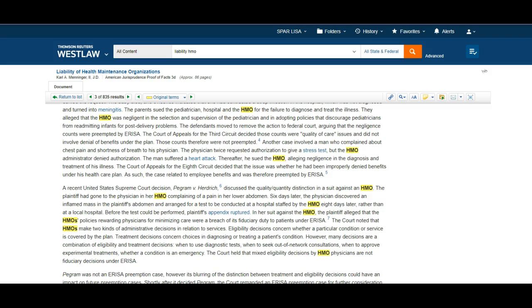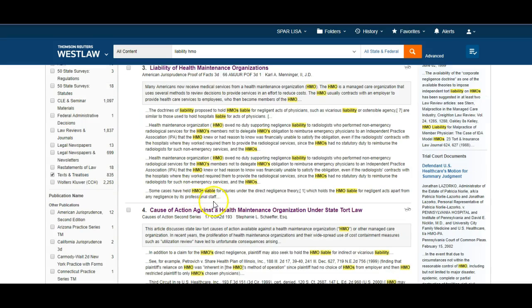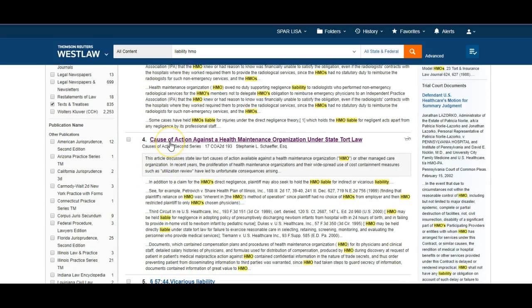So another similar type of resource, if we go back to our list, is cause of action. COA, or the name of the set is Causes of Action. So we were just looking at Proof of Facts. Now we're looking at another very similar one, Causes of Action. If you can't keep track of the difference between one and the other, don't worry about it. I usually can't. What I tend to do is I just look at the information screen about that particular title.